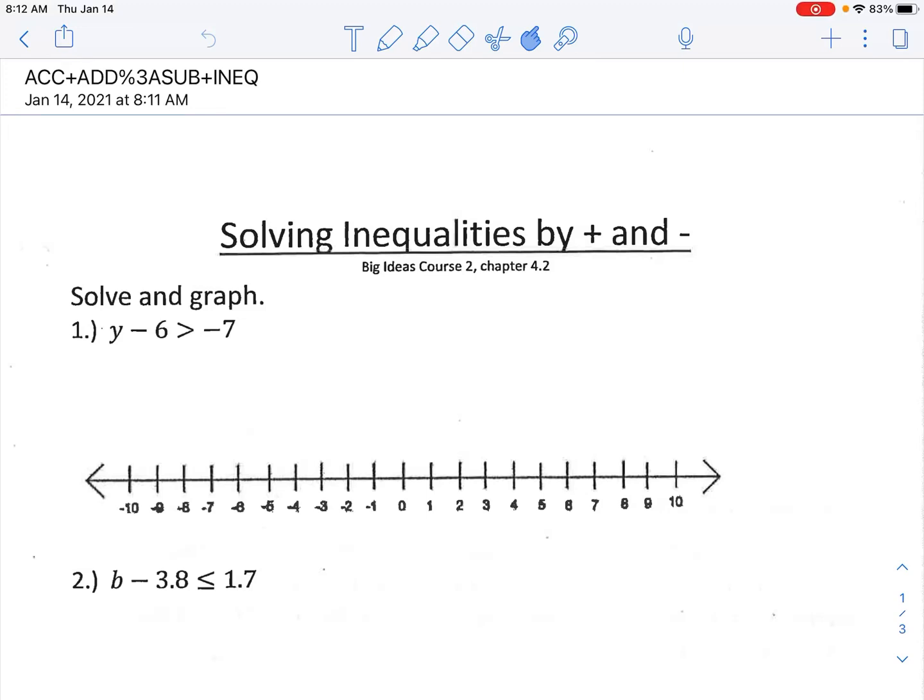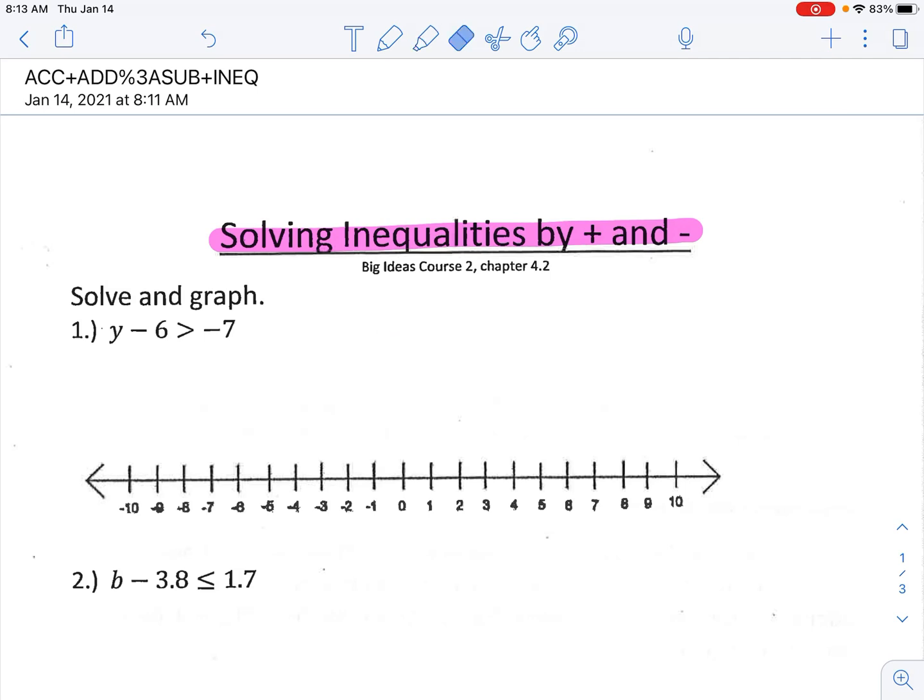Good morning. Okay, so we've been working on graphing inequalities. Now we're going to start working on solving inequalities by adding and subtracting. If you felt comfortable in our equations unit, I think you're going to do very well with solving inequalities, because we're going to do the exact same steps that we did with solving equations.